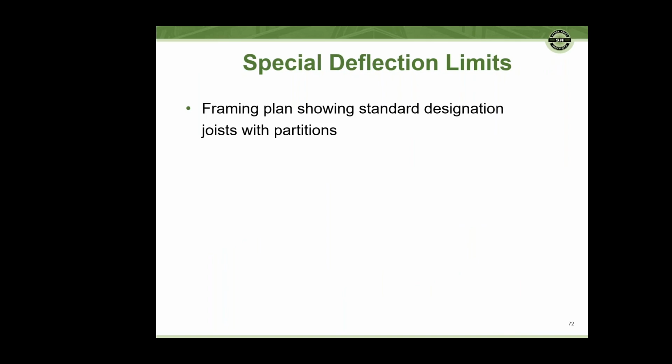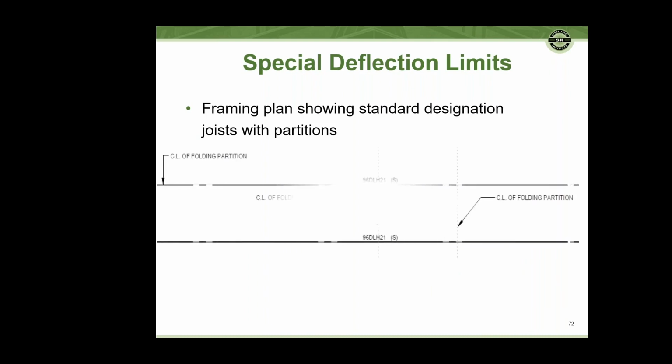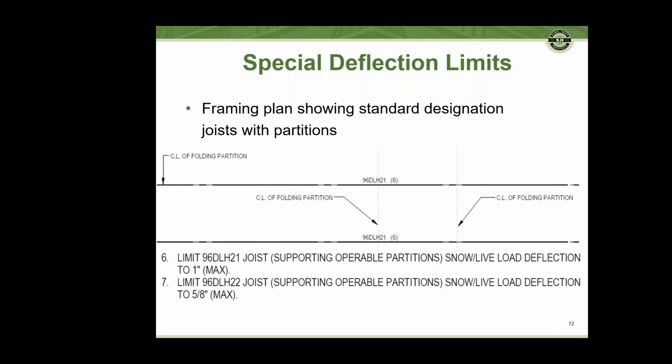Moving on, I want to touch on special deflection limits. So we're applying special loads. Oftentimes we run into special deflection limits, and in this case, this is just a little portion of framing plan that shows some 96 DLH 21s with folding partitions crossing them. And the general note says, limit the 96 DLH 21 joist snow or live load deflection to 1 inch max.